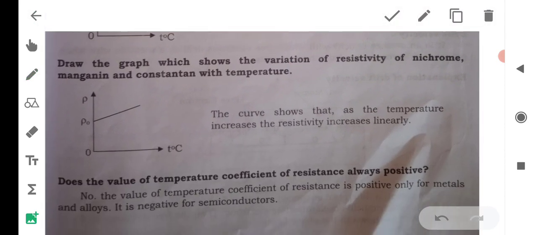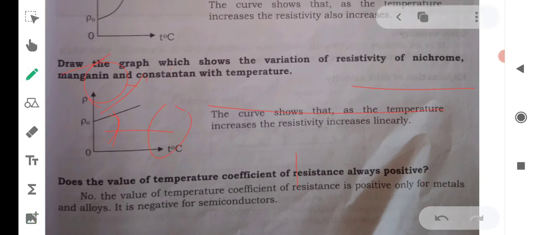Now I'll discuss one more graph. Same thing, this graph gives the variation of temperature versus resistivity. Here also the graph is increasing linearly. This curve shows that as temperature increases, resistivity also increases linearly.